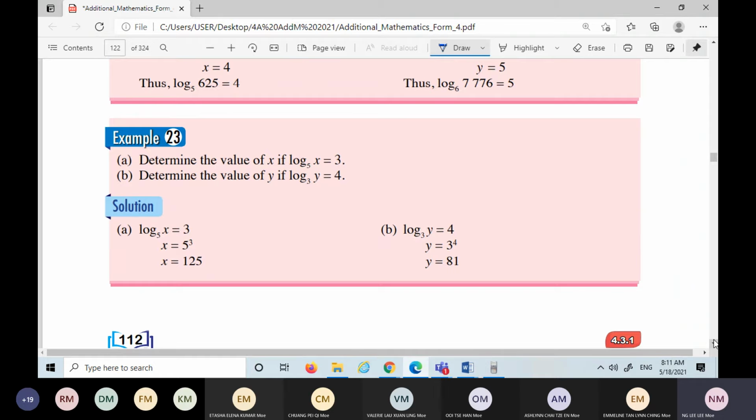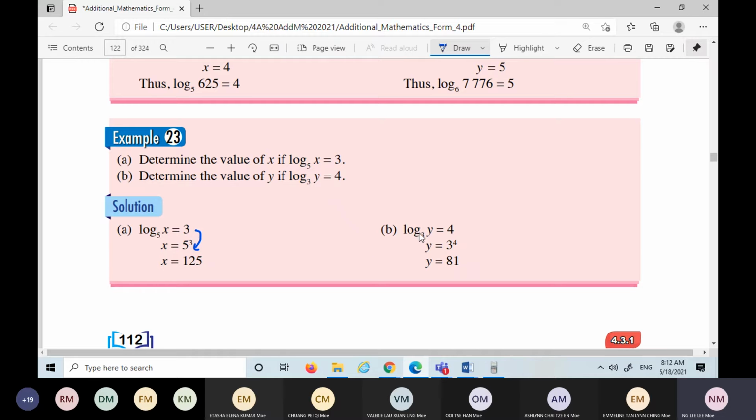So how to do this? Determine the value of x if log_5 x is equal to 3. From here to here, they convert from the logarithm form into an index form. So x you keep, the 5 goes here to become the base, and then the 3 moves up to become the power. So very fast. x is 5 to power 3, and 5 to power 3 is 125.